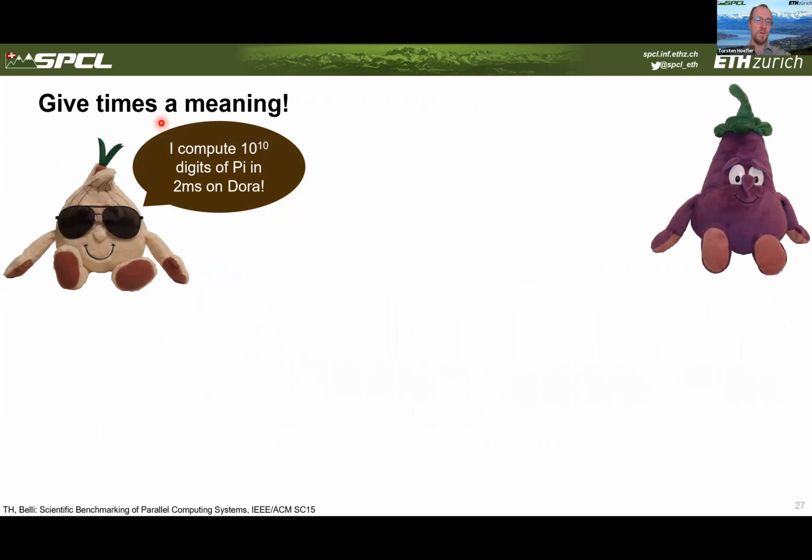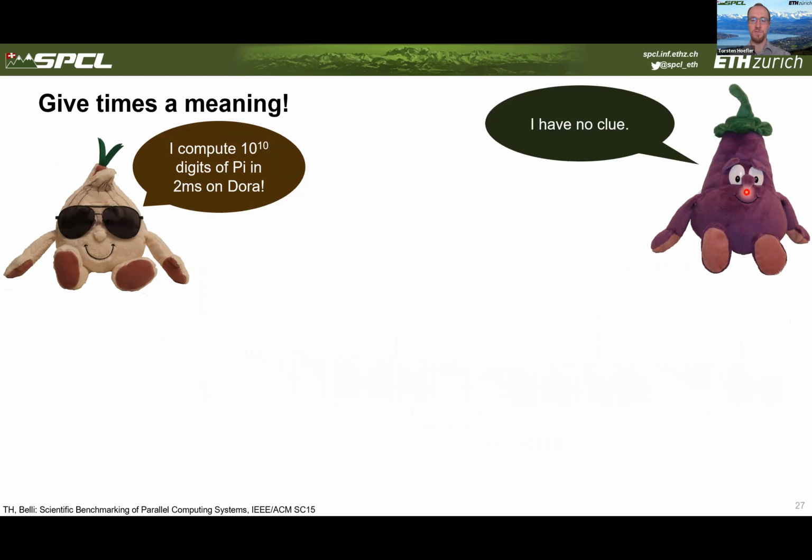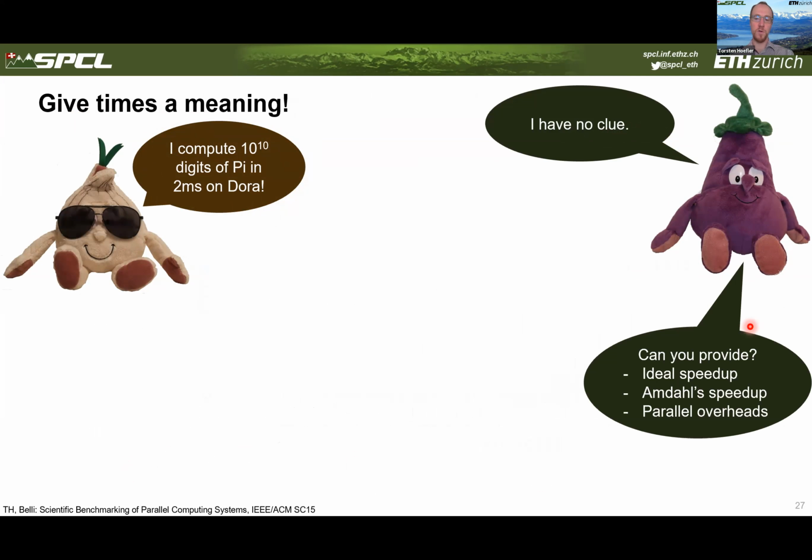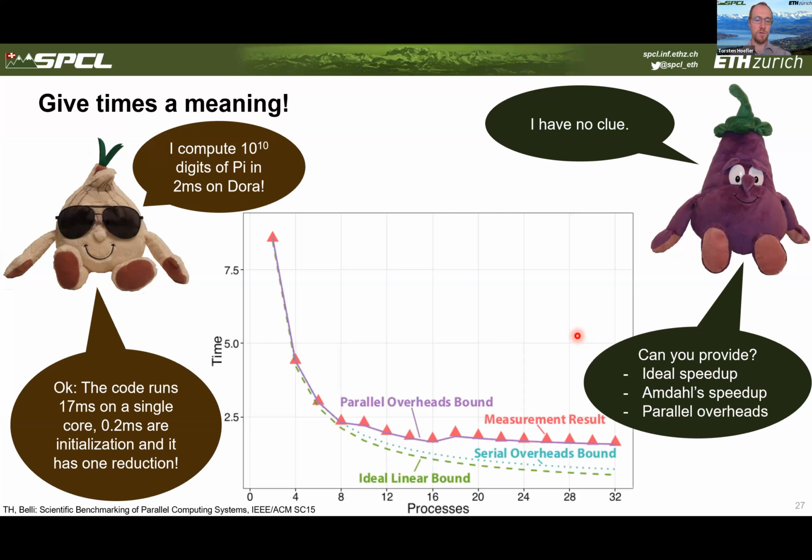Furthermore, what does time mean? Or what does performance mean? It's very often hard to interpret. So for example, if you tell me that I can compute the 10 to the 10 digit of pi in 2 milliseconds on that Dora system, I have no idea if that system is fast or if the code is good or not. So really hard to understand. So what would be really good is if we can provide the ideal speedup, the Amdahl speedup, and parallel overheads.